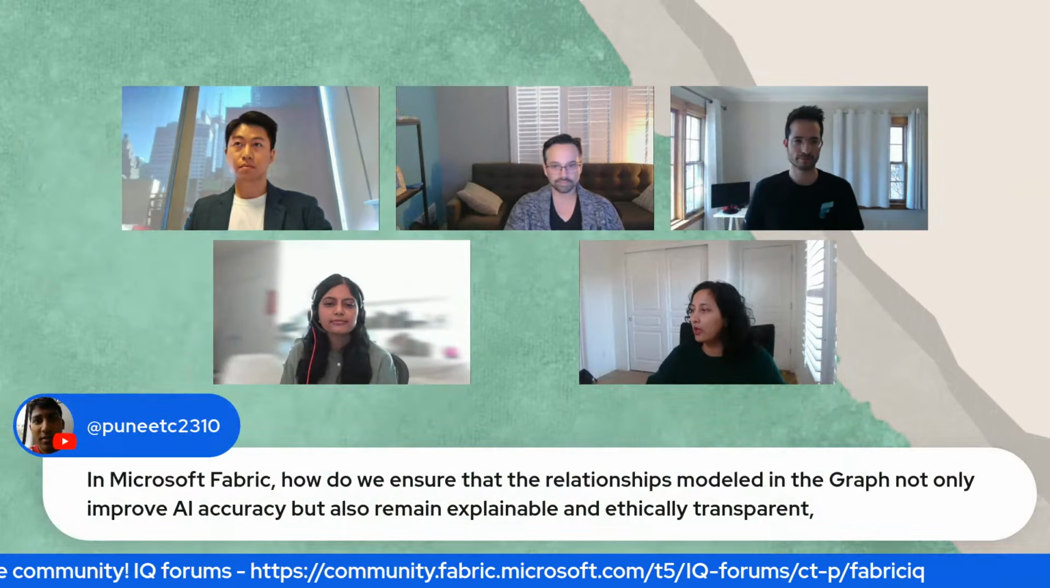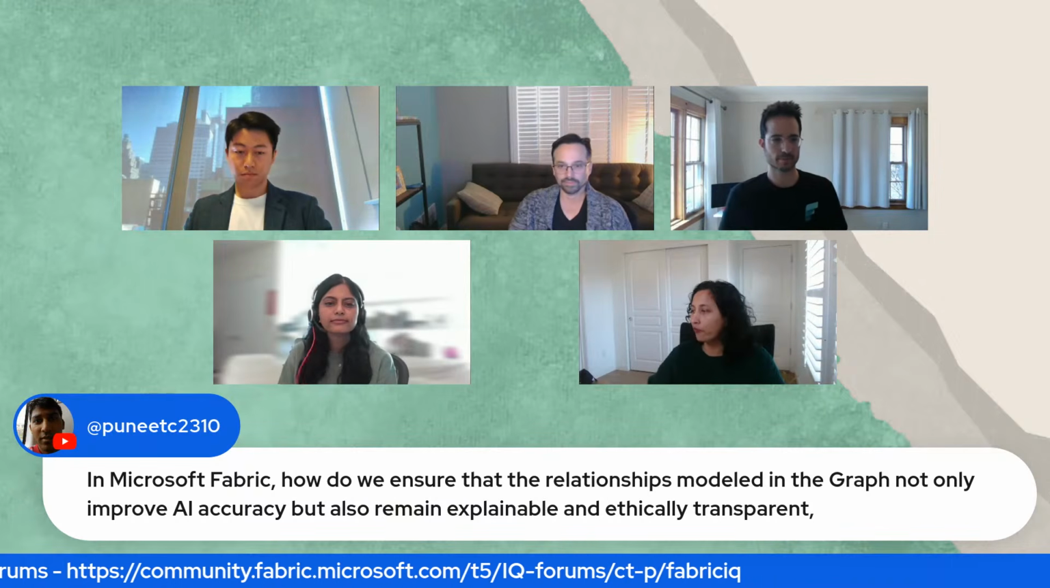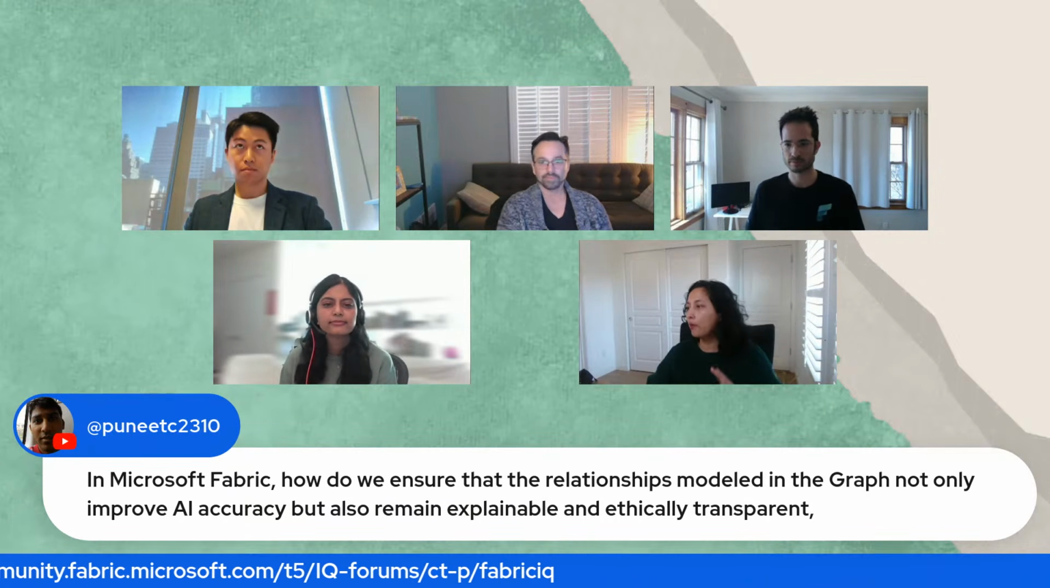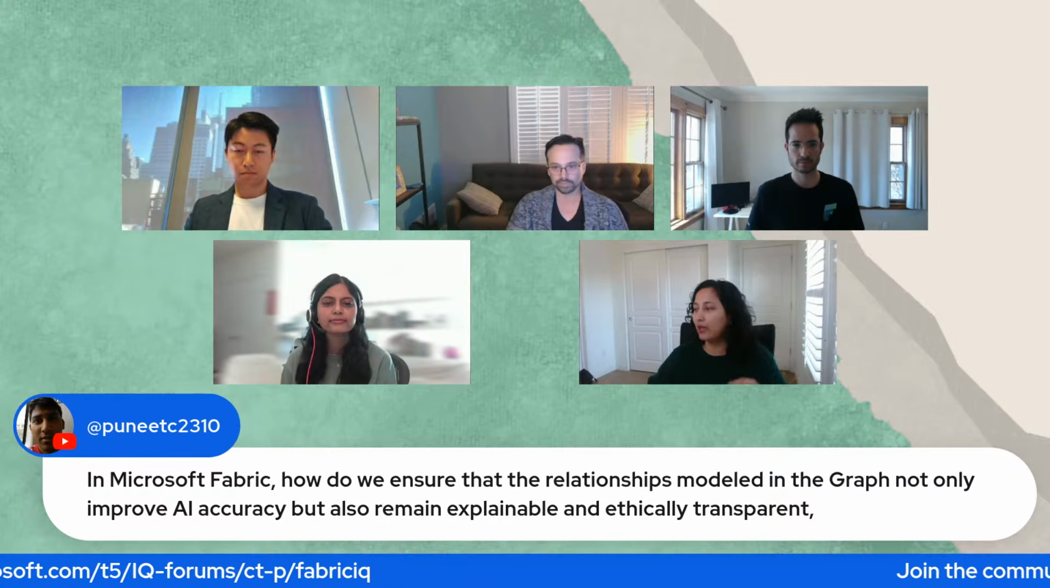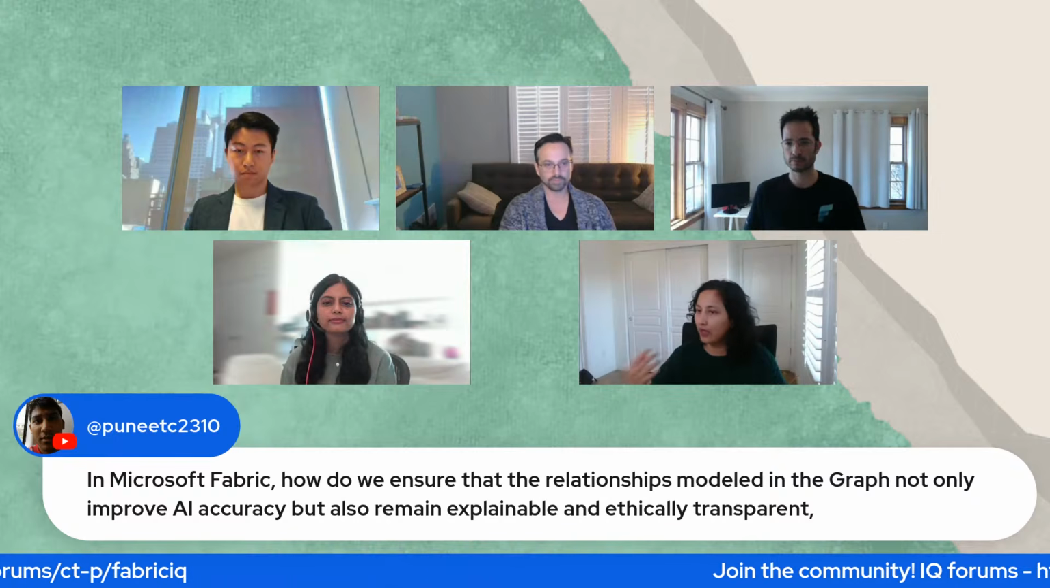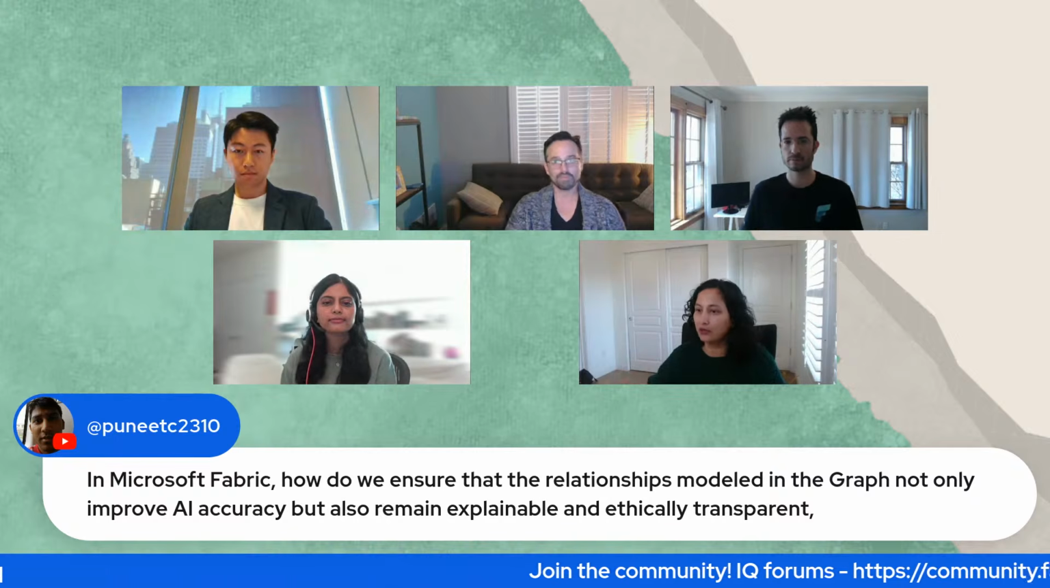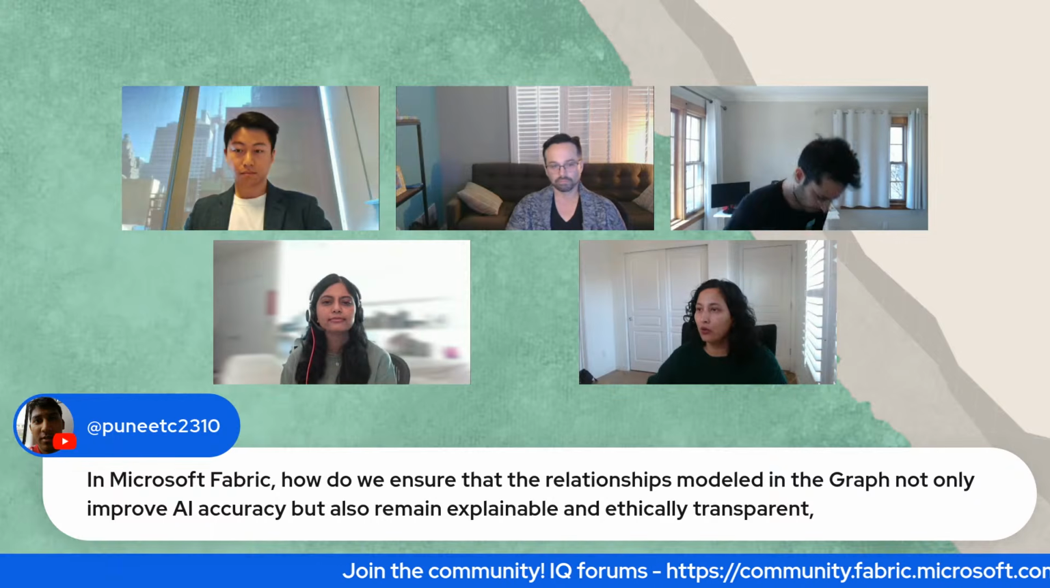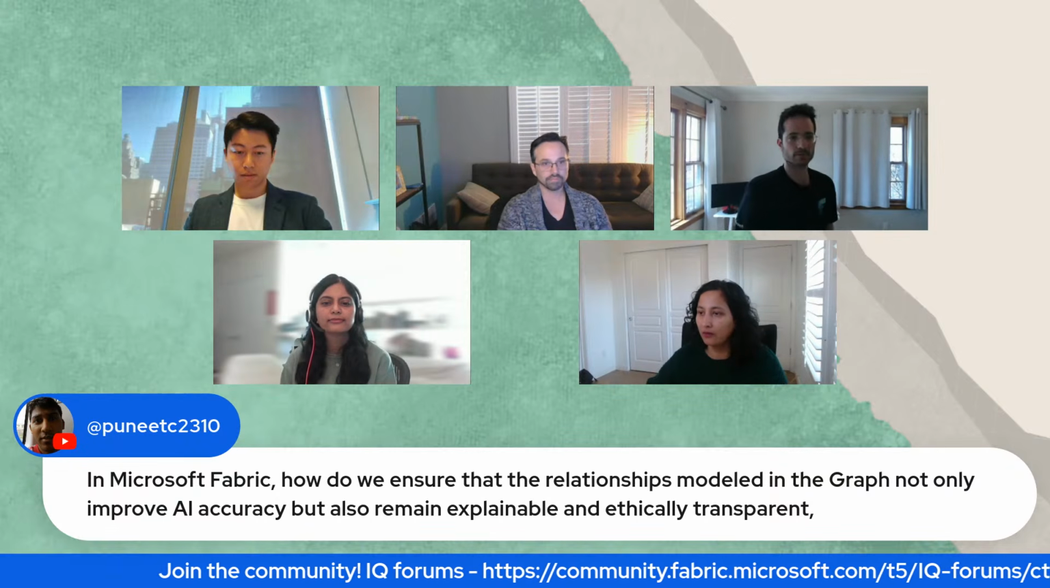Thank you. I see one question in the chat from Puneet C2310. They'd like to know, how do we ensure that relationships modeled in Graph not only improve AI accuracy, but also remain explainable and ethically transparent in, say, healthcare or finance scenarios? I think that these are pretty important. So, Will, why don't you take this one?